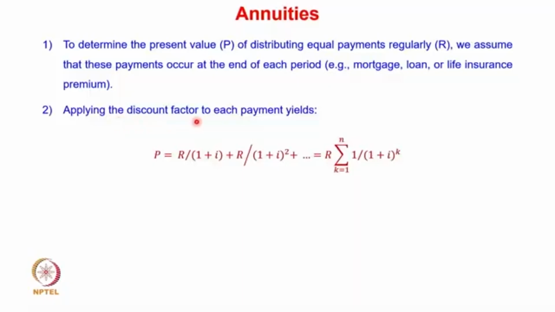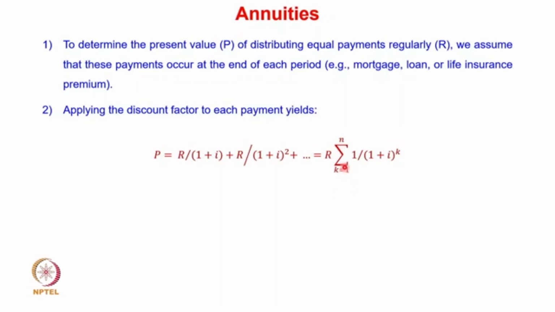We can calculate the discount factor for such payments. You can see that P can be calculated as R divided by 1 plus i, this is for year 1. For the second year it will be R divided by 1 plus i raised to the power 2, and this summation goes all the way to the entire period of the project. So in a way, P is given as R into summation of 1 upon 1 plus i raised to the power k, where k is varying between 1 to n.